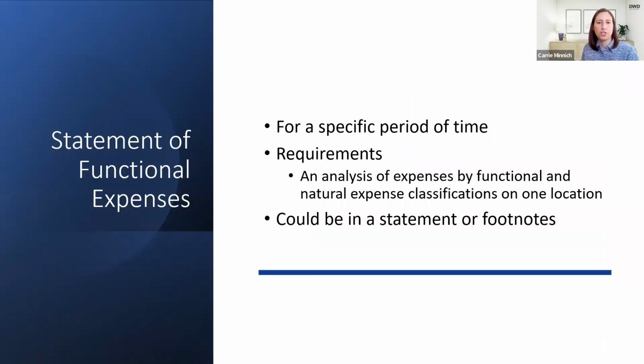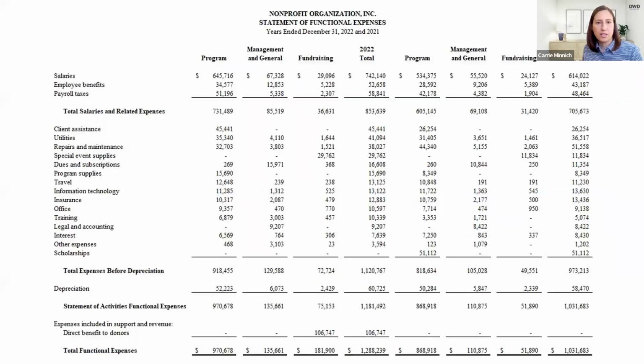So the statement of functional expenses really provides some additional information on the expenses of the statement of activities that we just looked at. So again, it is for a specific period of time. When you're looking at your audited statements, the statement of functional expenses can be in an actual statement or can be in a footnote. A lot of times it is in a separate statement.